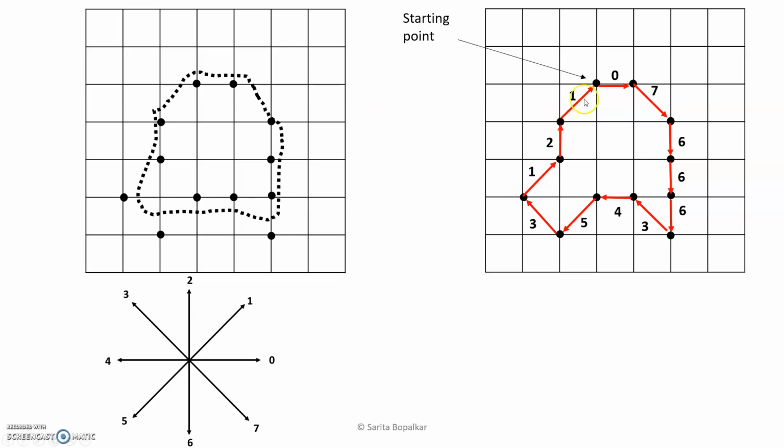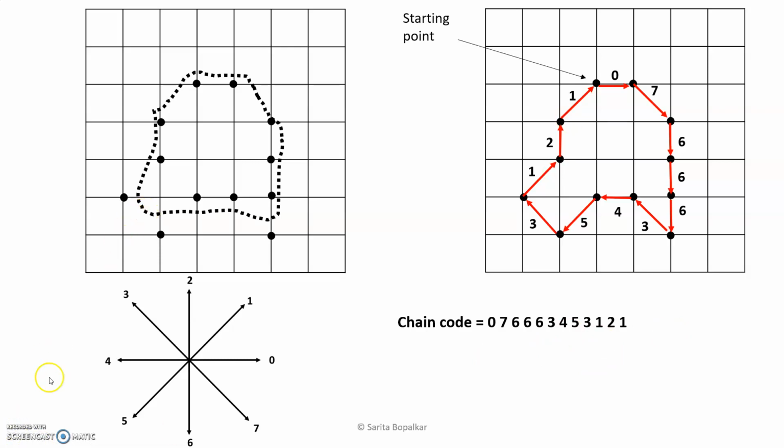So according to the 8 connectivity, each number represents the direction of the next point, and the start point we are selecting randomly. So what is your chain code? 07666345312. So this is your chain code.